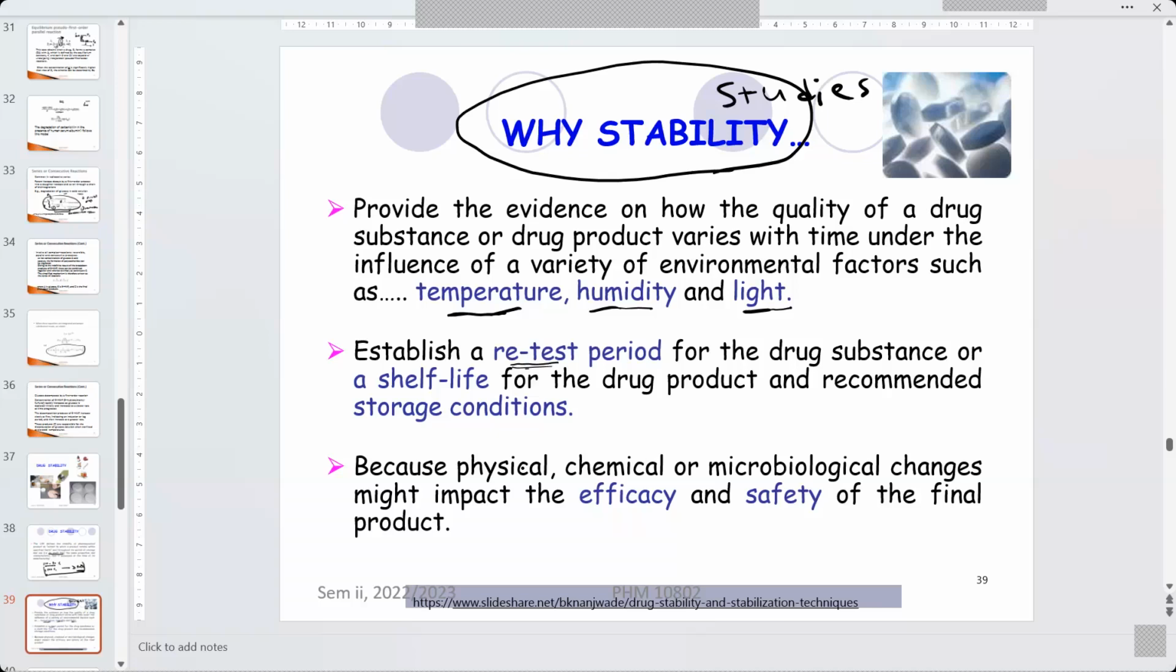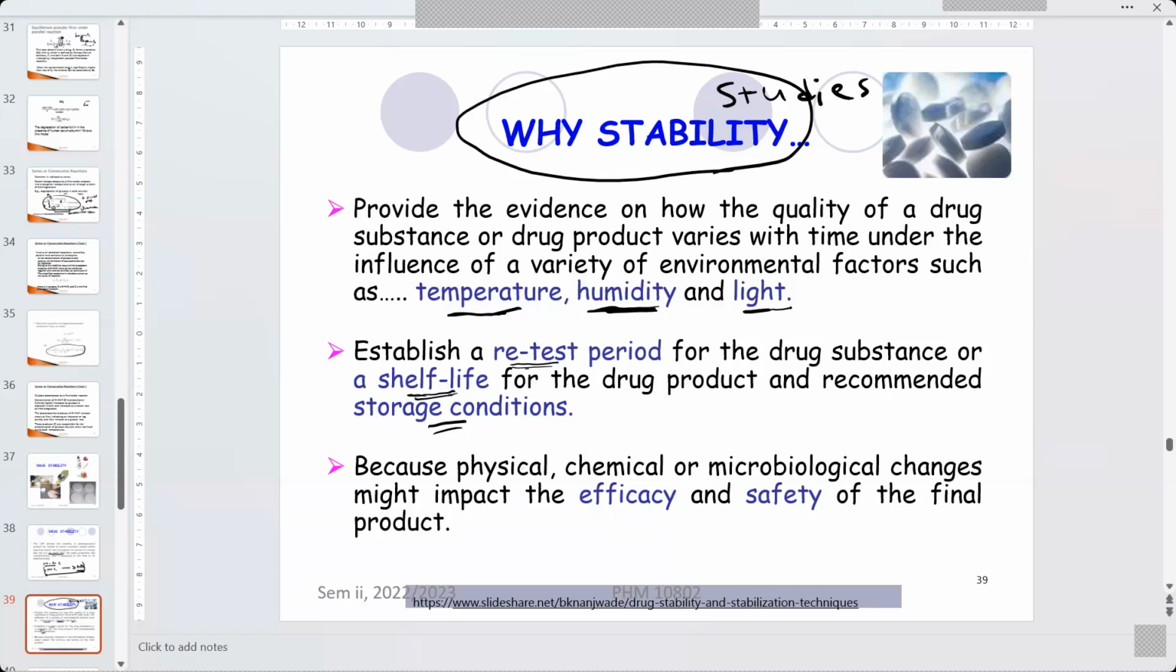For drug products, I can estimate the shelf life, for how long the drug can be suitable to be used after manufacturing. And also I can recommend the storage conditions. As I mentioned, maybe I find that my drug is affected significantly by humidity. Then I should use suitable packaging that protects from humidity. I should advise not to keep it in a humid place.